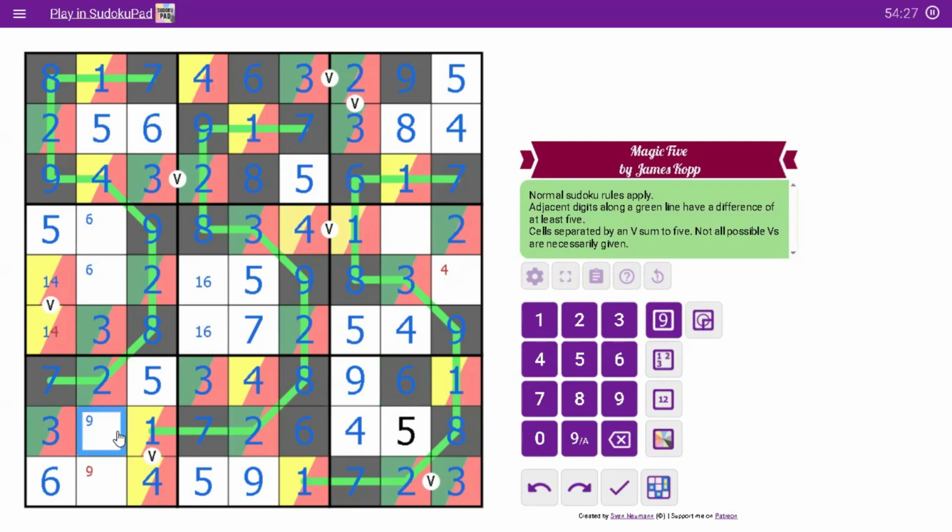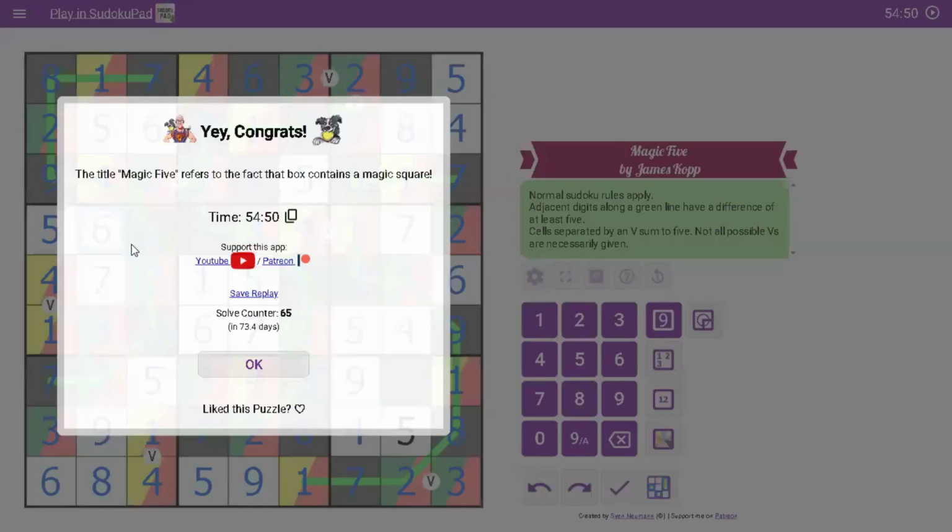Now this is a 9. 8. That resolves the 4 and the 1. 6, 7 is done. 7, 6, and bang. That is the puzzle. Wow.